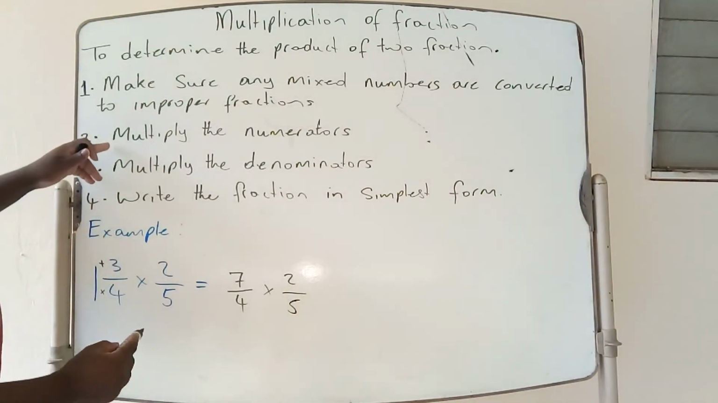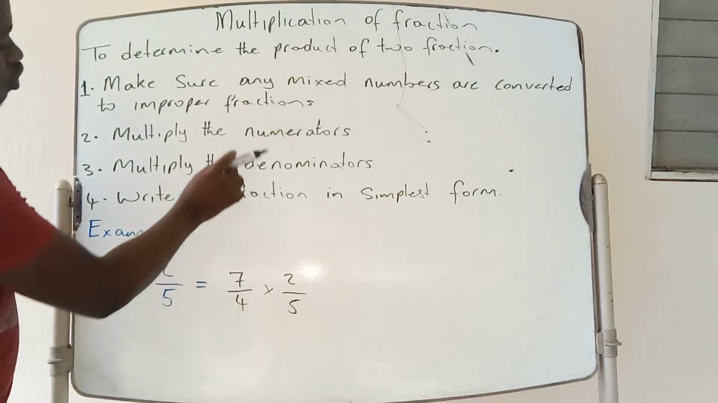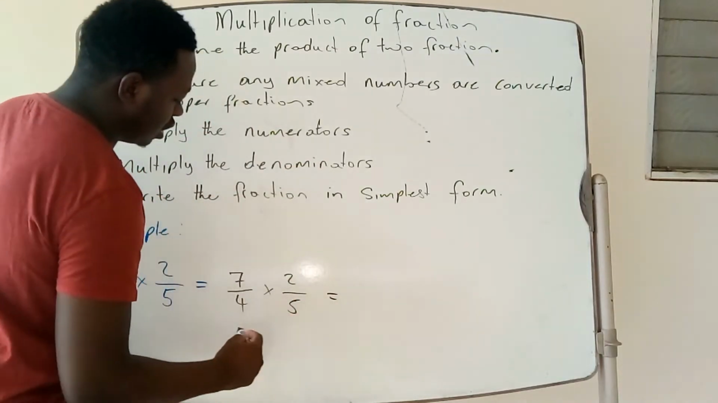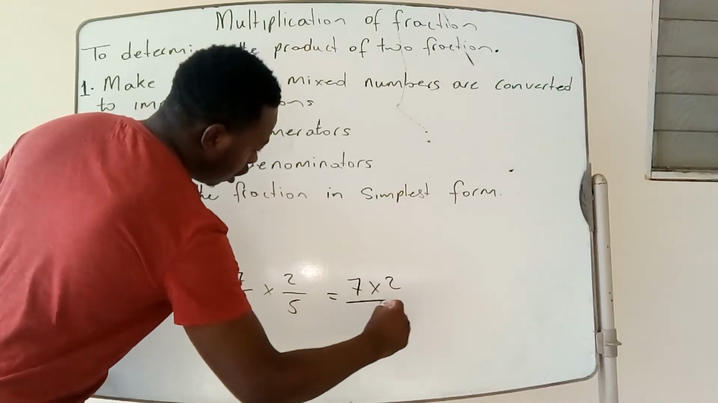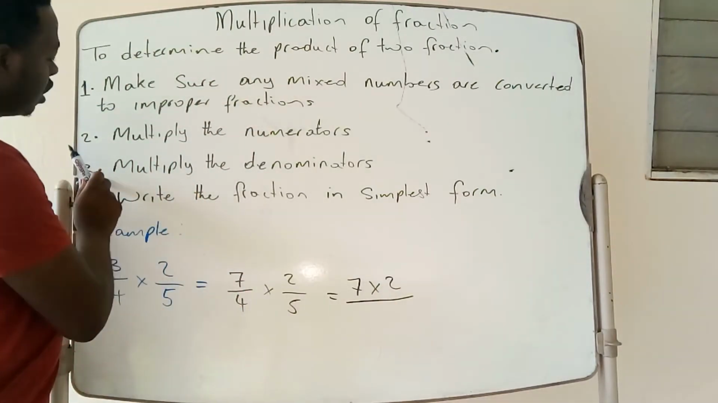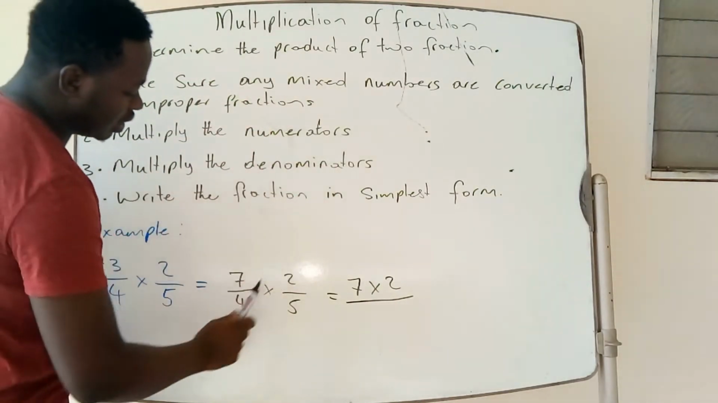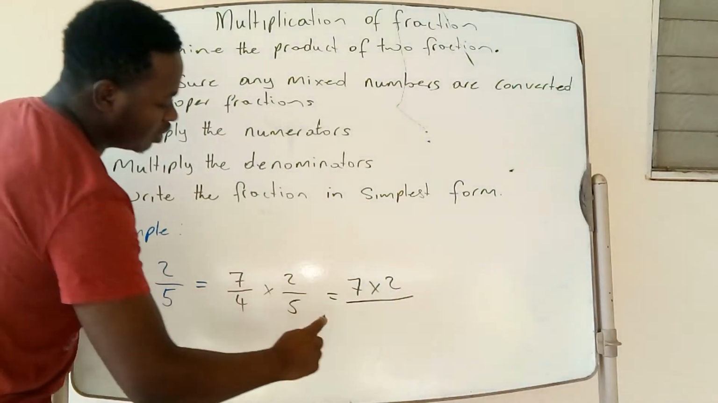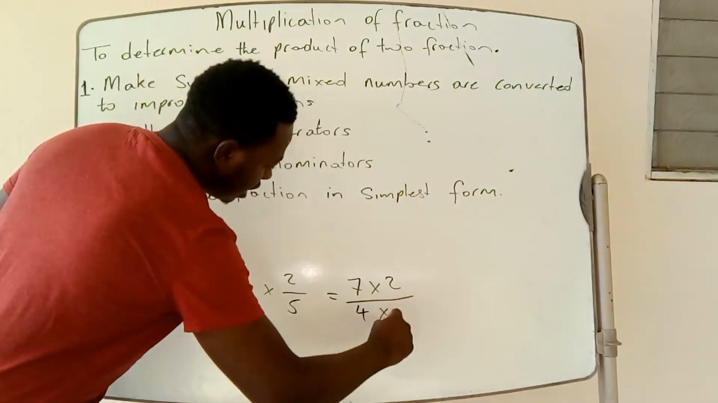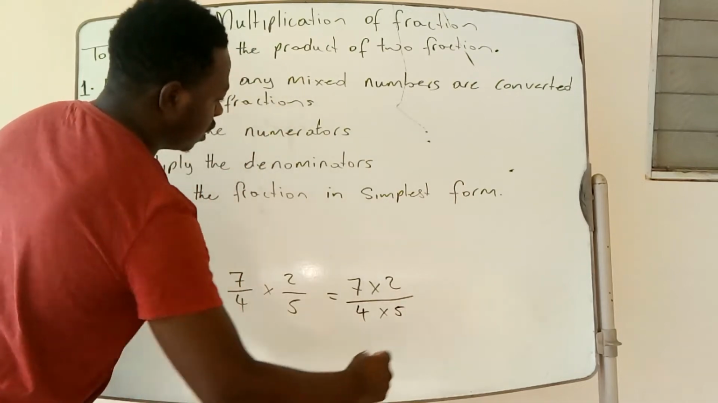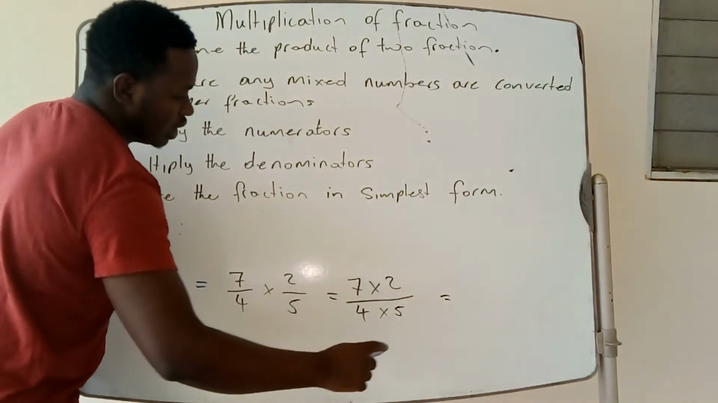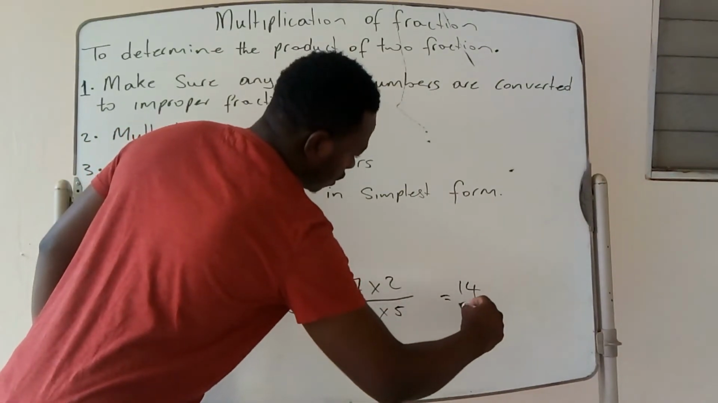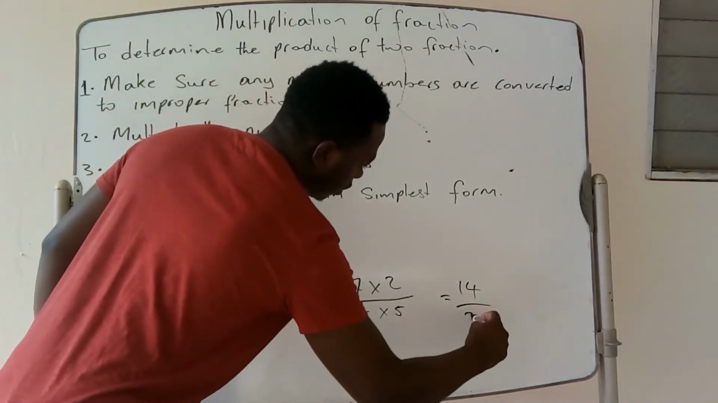Step 2, multiply the numerators. So this is going to equal 7 times 2 all over. Step 3, multiply the denominators. And the denominators are 4 and 5, so it's going to be 4 times 5, which is equal to 7 2's, that's 14, over 4 5's, that's 20.